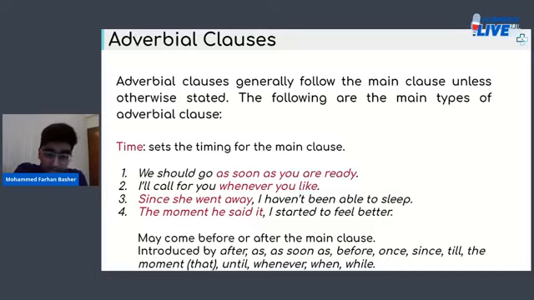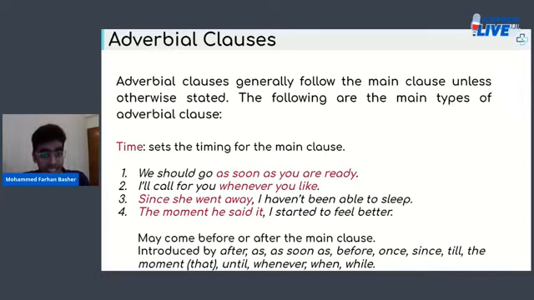Since she went away, again, follow this. In this sentence, the former part is, of course, a dependent clause and an adverbial clause, which is why right after this we have a comma. You see, since she went away, comma, I haven't been able to sleep. So I haven't been able to sleep is the main clause here and also the independent clause here.